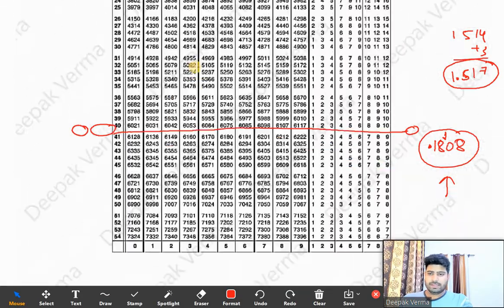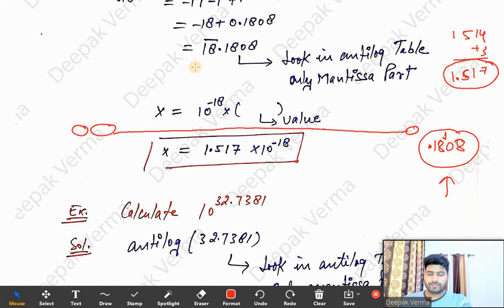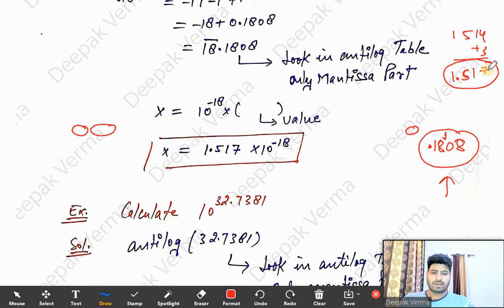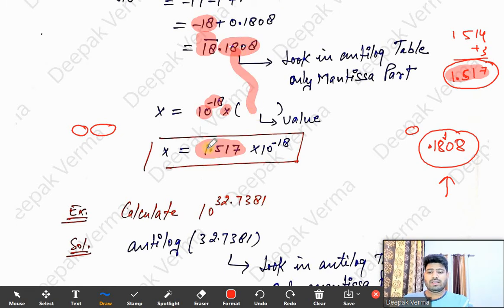Okay, now let's go back to our question. So we were here. You can look, the value comes out to be 1.517, and the characteristic is minus 18, that is 18 bar. So this will be written as 10 to the power minus 18 into the antilog of the mantissa, and this value is 1.517, and 10 to the power minus 18 as it is.